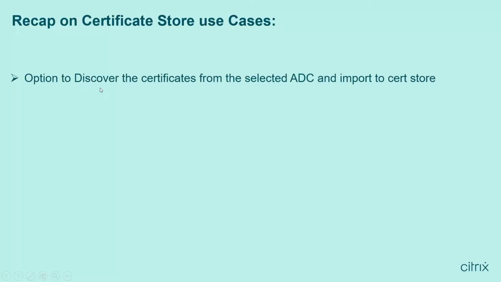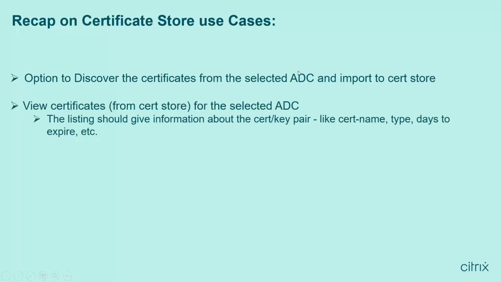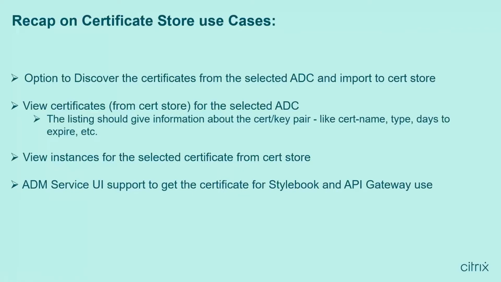So how are certificate stores useful? It is an option to discover all the certificates existing across the different selected ADCs. You can select them and import them onto the cert store. You can view the complete list of the cert key pairs, like the cert name, the type of the cert, the days to expire, etc. You can also see the instances for a specific certificate which you select from the cert store. We also have an option to get the certificate for a specific stylebook or API gateway use, and you can also search in this particular store.